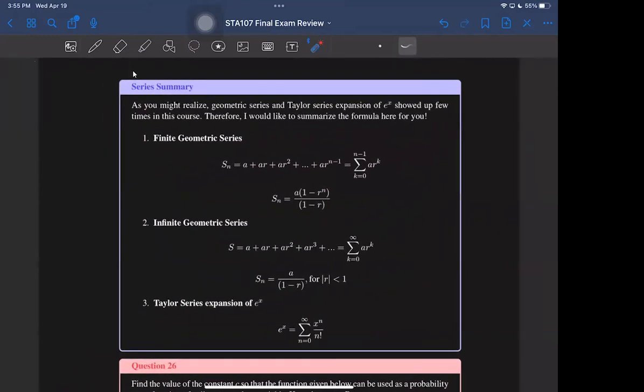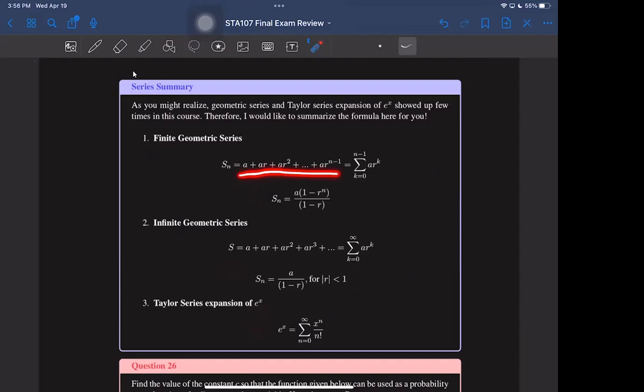Actually, before that, there are 3 things that you should remember for this course. The first one is finite geometric series. Next one is infinite geometric series. And the last one is Taylor series expansion of e to the power of x. So those are the 3 things related to calculus that you will see in this course. And I'm pretty sure that you saw it in your quiz 3, quiz 4, and also in the makeup test. This also came up. So to be safe, please remember the 3 formulas here.